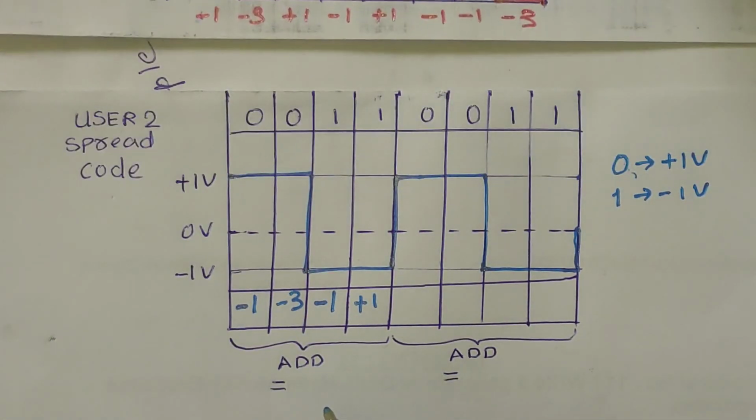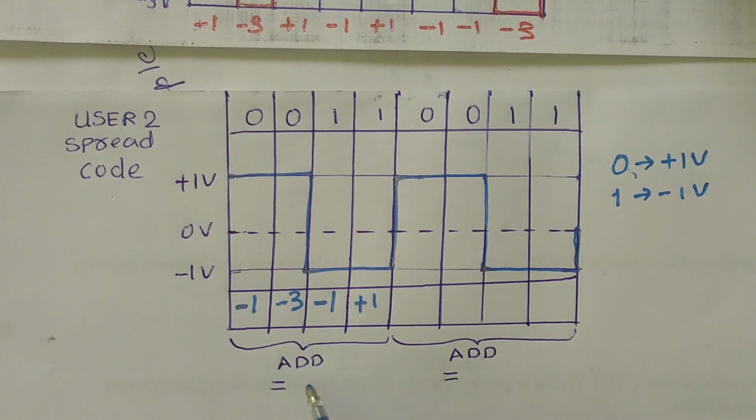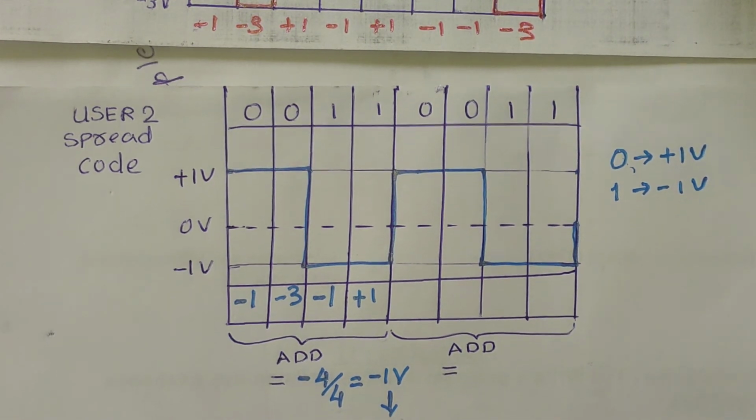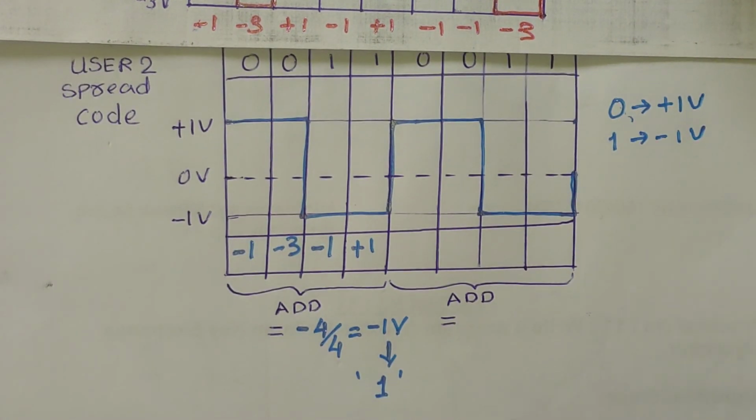So let me just take this out for the time being. So this is going to be minus 4, and we are having a 4-bit chip code, so I'm just going to divide this by 4. So ultimately I'll be getting minus 1 voltage value, and if you remember, we have represented the minus 1 voltage value with the binary value 1. So that is how we can say we have received binary value 1 on this side.